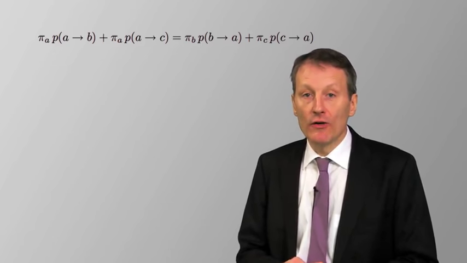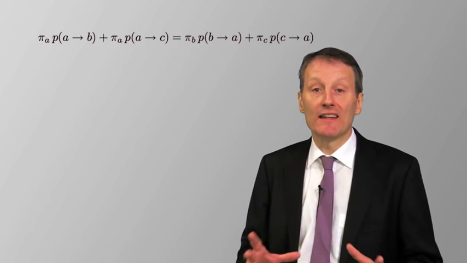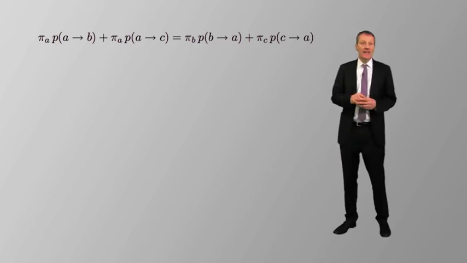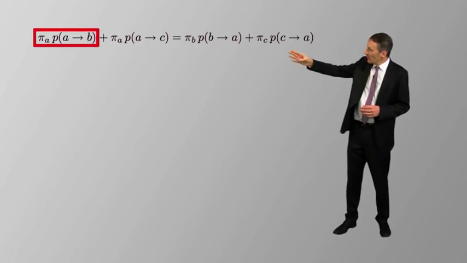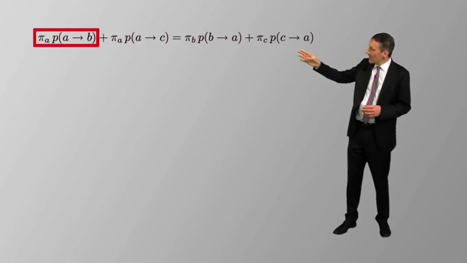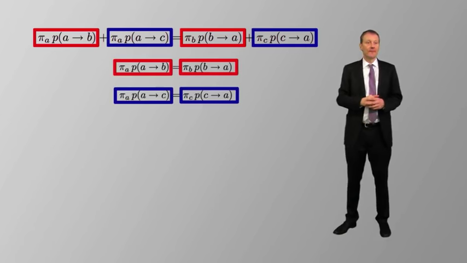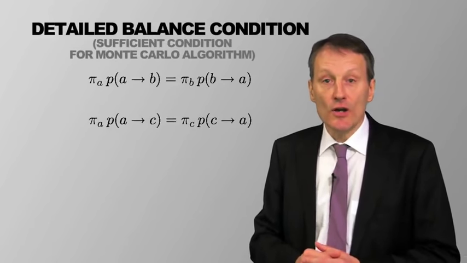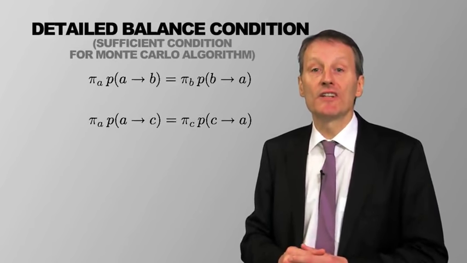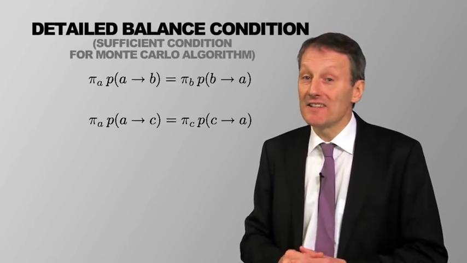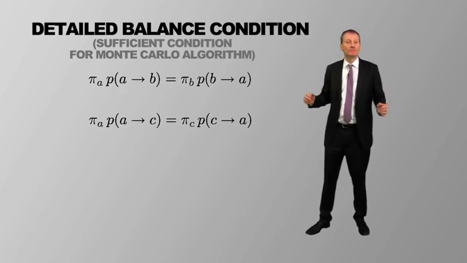One way of satisfying the global balance condition consists in equating the pieces involving A and B separately, and also the pieces involving A and C. This is the detailed balance condition, and it is really famous. What does the detailed balance condition mean?